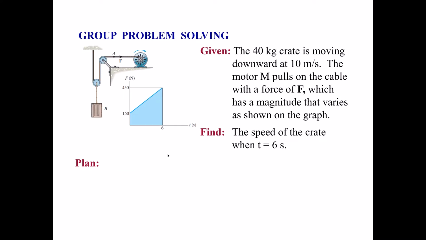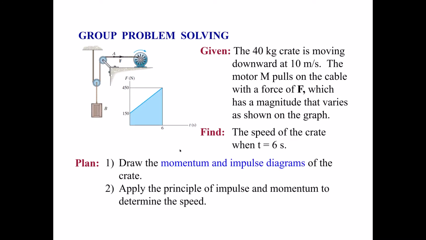All right. So for the next problem, we have a crate moving downward, and then the motor, at some point, pulls on the cable with a force F, okay? And it pulls for a certain amount of time, and this one's equal to 6 seconds. So it's an impulse basically between time t equal to 0 to 6 seconds, okay? So we're going to draw the momentum and impulse diagrams of the crate and apply the principle of impulse and momentum to determine the speed, okay?